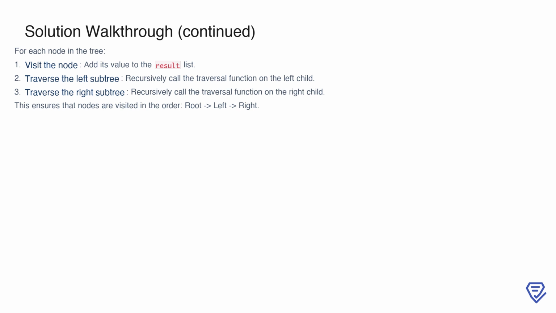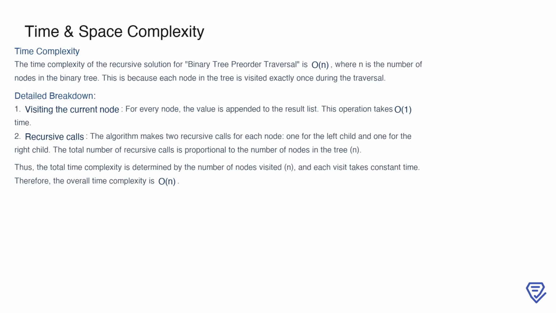To summarize, the preorder traversal follows a simple and consistent process for each node in the tree. First, we visit the node and add its value to the result list. Next, we traverse the left subtree by recursively calling the traversal function on the left child. Finally, we traverse the right subtree in the same way, ensuring that the nodes are visited in the order root, left, and then right. This systematic approach applies to binary trees of all shapes and sizes, making it a reliable method for preorder traversal.